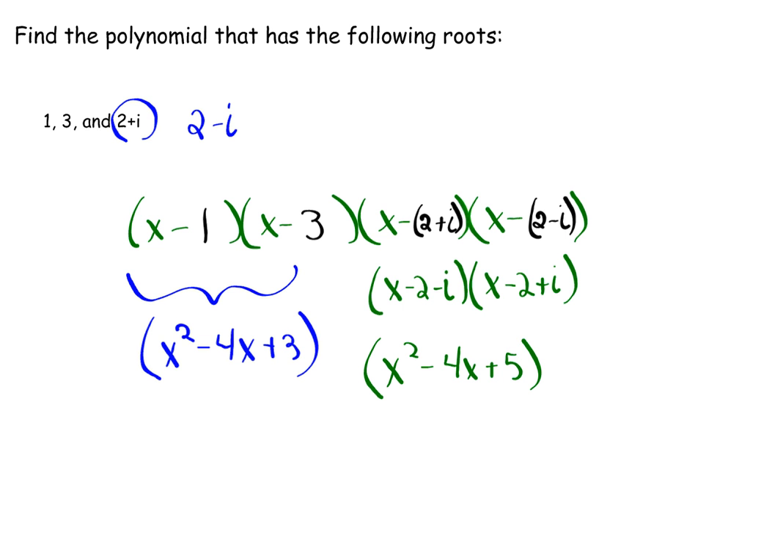And then when you multiply both of those together, you get x to the 4th minus 8x cubed plus 24x squared minus 32x plus 15. So that's all you have to do when given the roots.